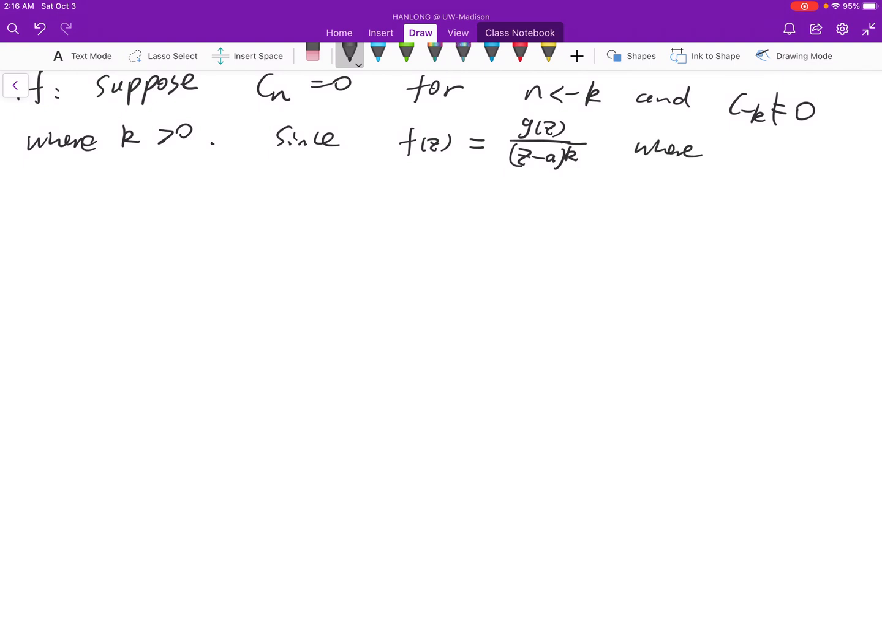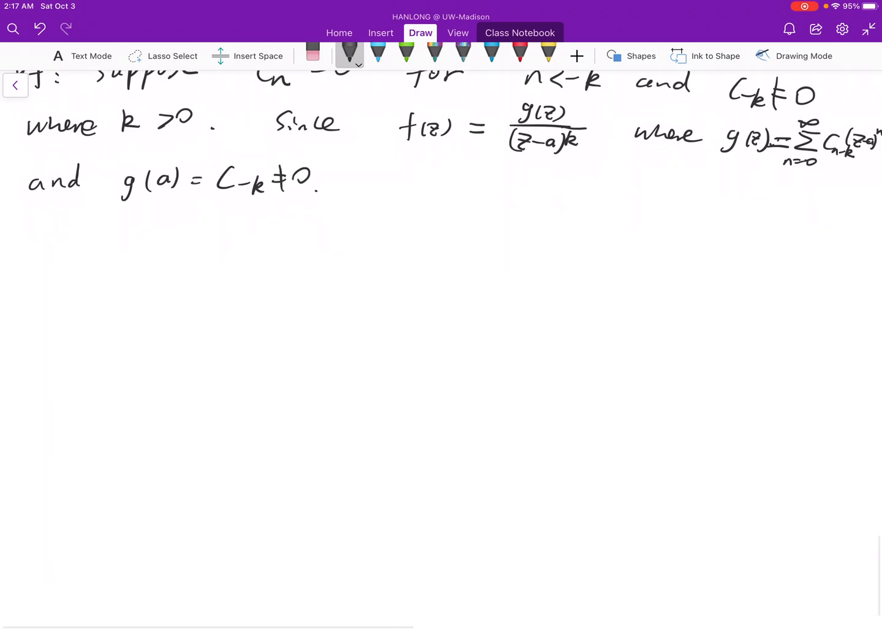where g is a holomorphic function with a power series expansion. And the leading coefficient, c negative k, is different from 0. Or in other words, the value of g is non-vanishing at point a.